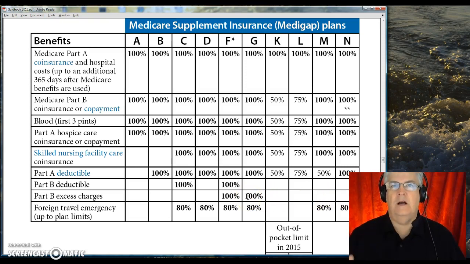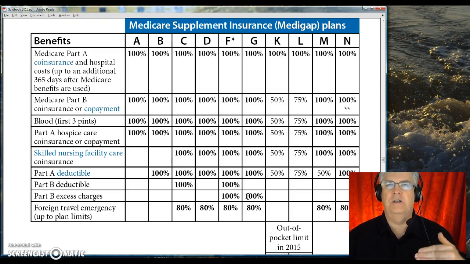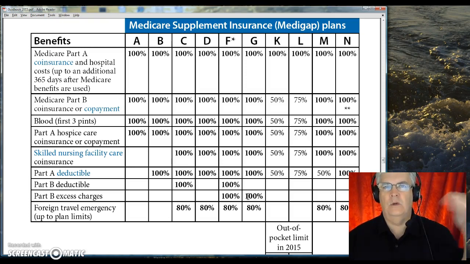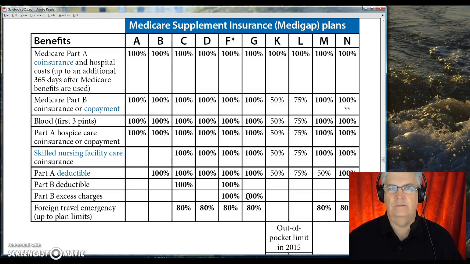You may go to the doctor one day or go to another doctor or maybe a specialist, something like that, and the excess charges happen when that doctor charges more than Medicare will reimburse that doctor for. That is an excess charge that you're responsible 100% for. So the Plan G will cover those excess charges, whereas the Plan N does not cover those excess charges.